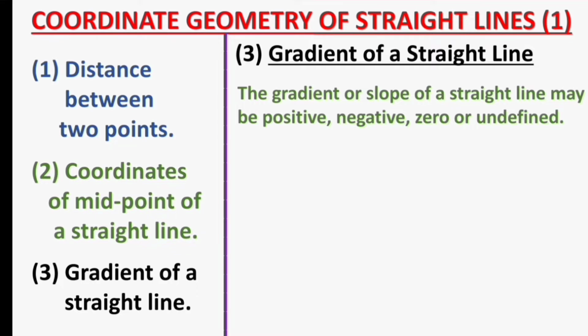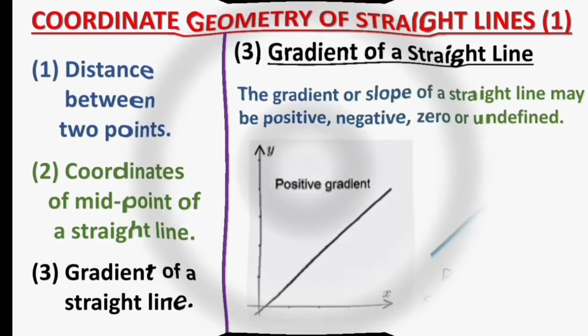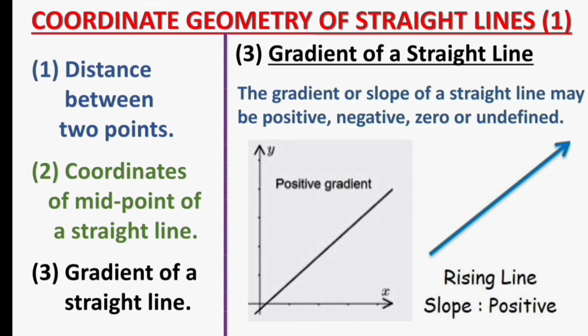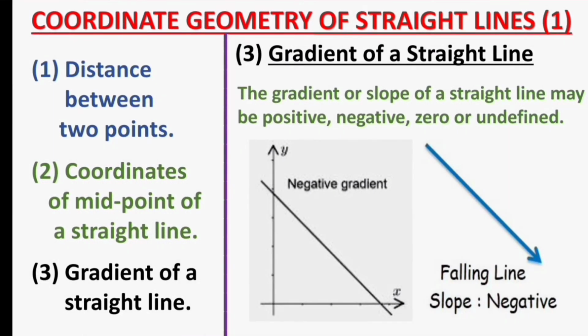Next, let's see how a positive gradient or slope looks like. From the Cartesian plane or graph, a straight line rising upwards from left to right on the Cartesian plane has a positive gradient or slope. Next, let's see how a negative gradient or slope looks like. From the Cartesian plane or graph, a straight line falling downwards from left to right has a negative gradient or slope.